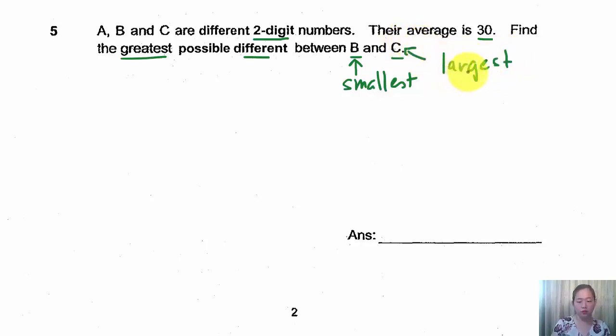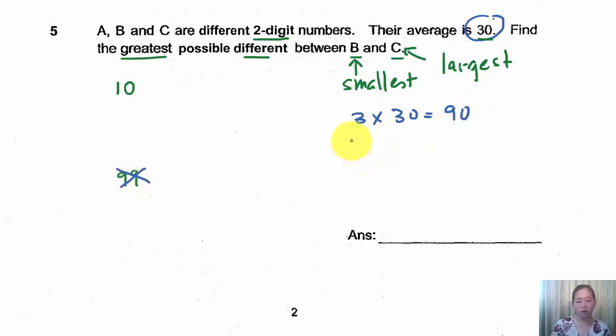So for two-digit, what is the smallest possible number? It will be 10. And what is the largest possible number? It will be 99. But before we decide whether we can reach 99, let's look at the average. The average is 30. So what this means is the total will be 3, because there are 3 letters, times 30, which equals 90. So definitely 99 will not be part of the possibility.